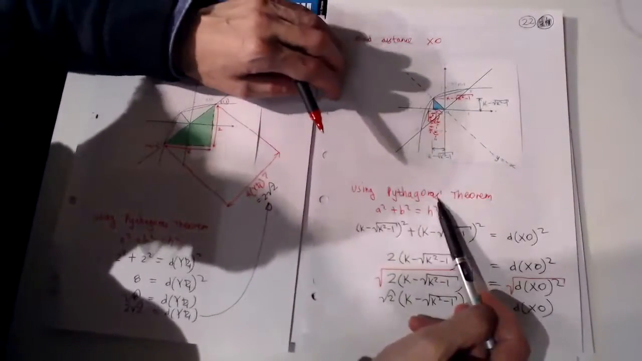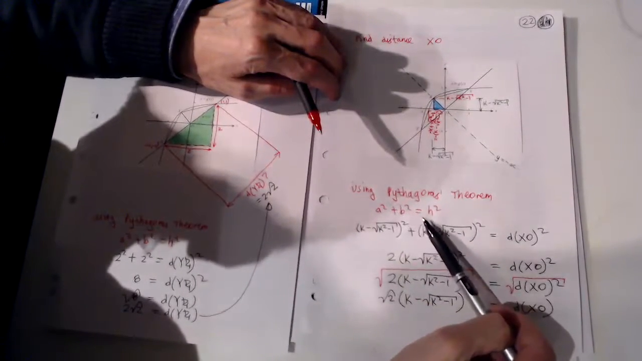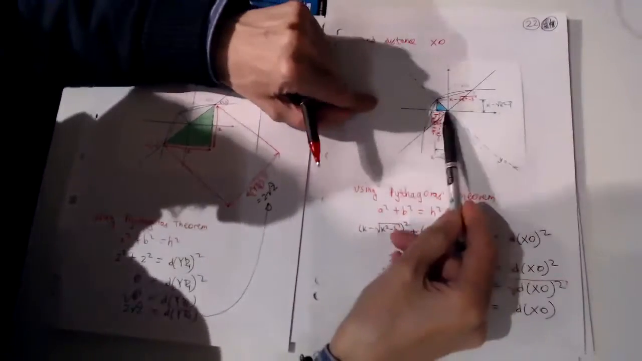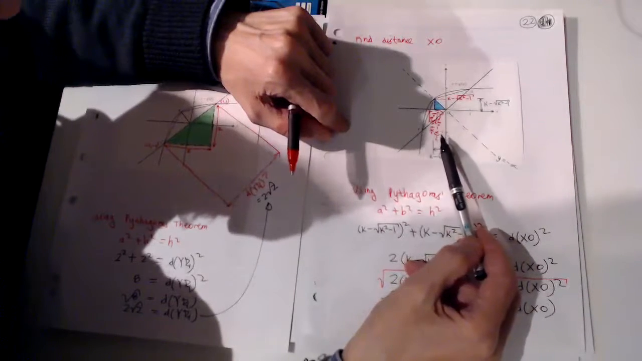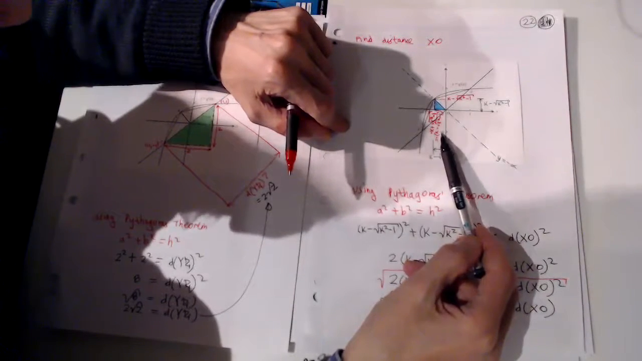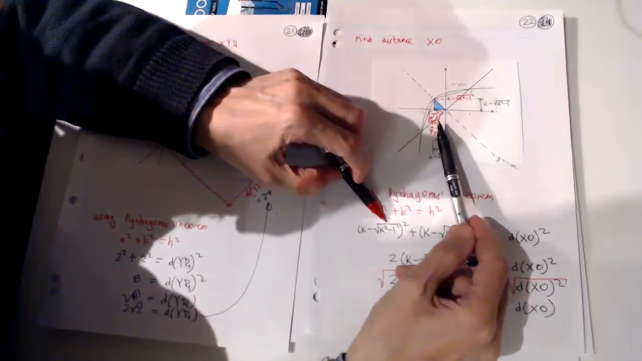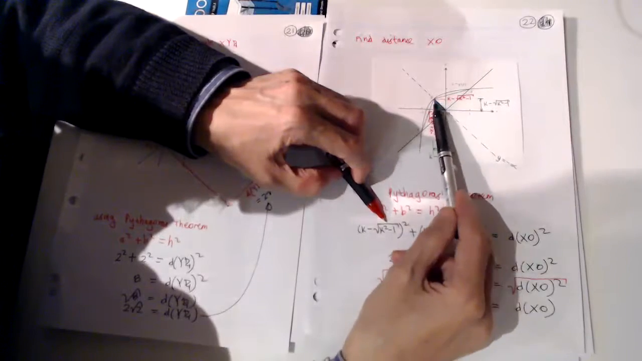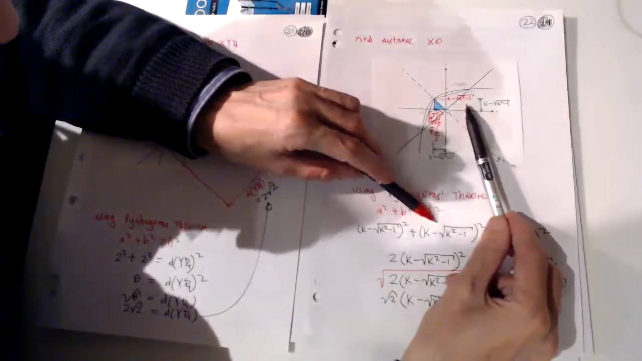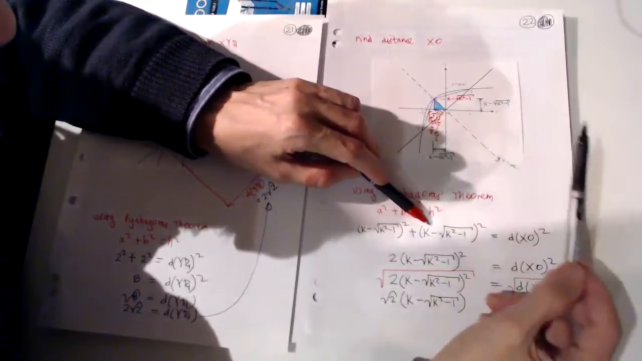So using Pythagoras' theorem on that right-angled blue shaded triangle, which is a squared plus b squared equals h squared, what's the distance from here to here? It will be k minus square root of k squared minus 1, squared. And what's the distance from here to here? It will also be k minus square root of k squared minus 1, squared.